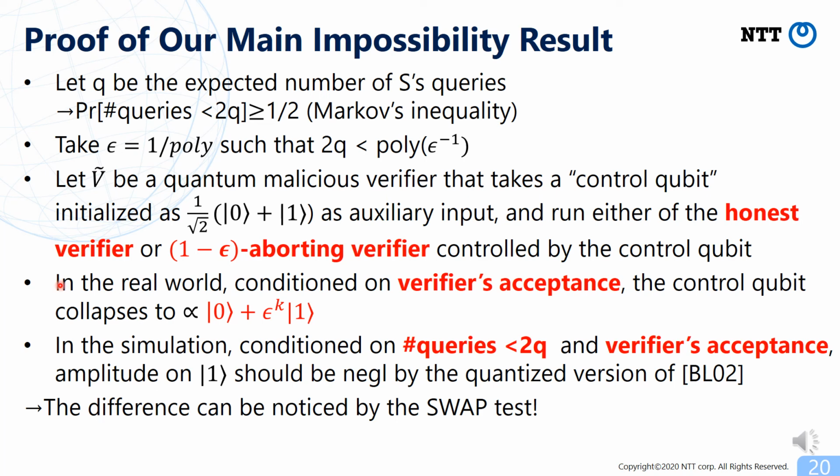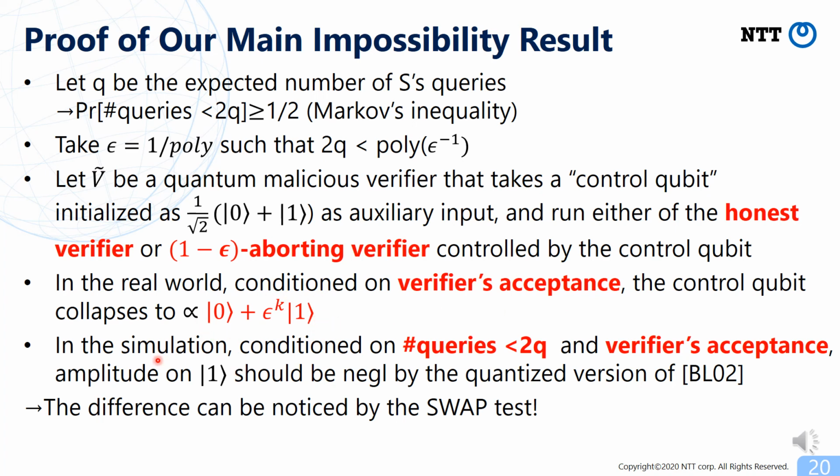In the real world, conditioned on the verifier's acceptance, the control qubit collapses to this state. This is because in the case where the control qubit is 0, it behaves as the honest verifier that always accepts. On the other hand, in the case of control qubit equal to 1, it behaves as the 1 minus epsilon aborting verifier that accepts with probability epsilon to the k. Therefore, conditioned on the verifier's acceptance, the control qubit collapses to this state.